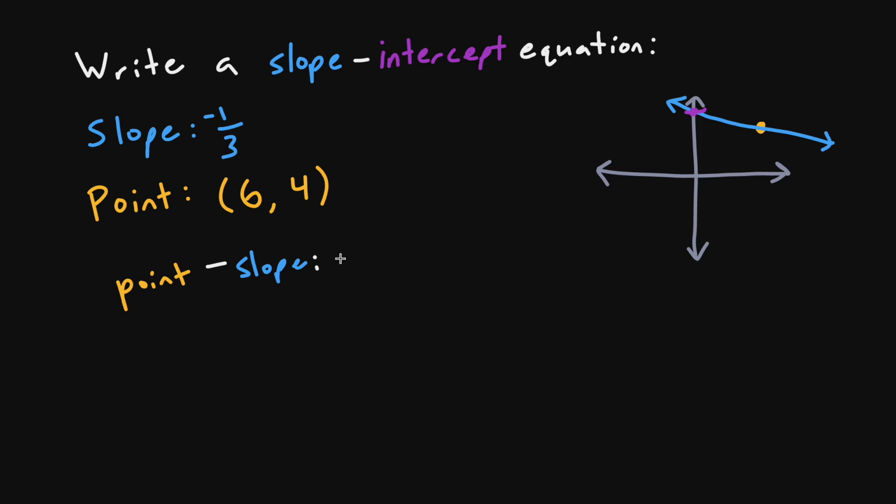If you want to write the point-slope equation from a point and a slope, it's super easy because we have all the information we need. You've got this little template that you can fill in. So our y needs to be filled in with this value from the point. Our point is 6, 4. The 4 becomes a -4. The 6 becomes a -6. So putting the y with the y and the x with the x. And then the slope goes right here. So -1/3.